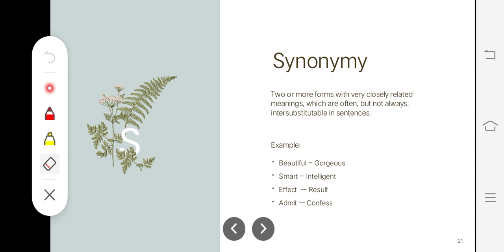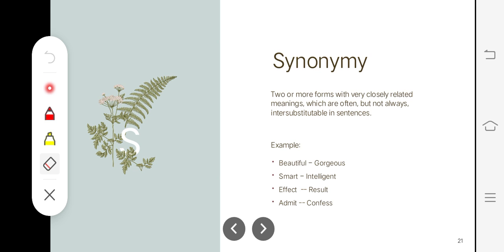Synonyms are two or more forms with very closely related meanings which are often, but not always, intersubstitutable in sentences. In short, a word that means exactly or nearly the same as another word. For example, beautiful, gorgeous, smart, intelligent, effect, result, admit, confess.